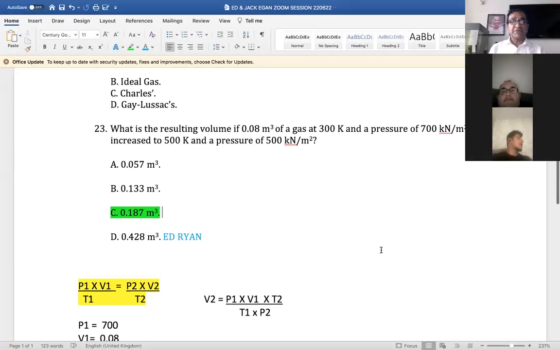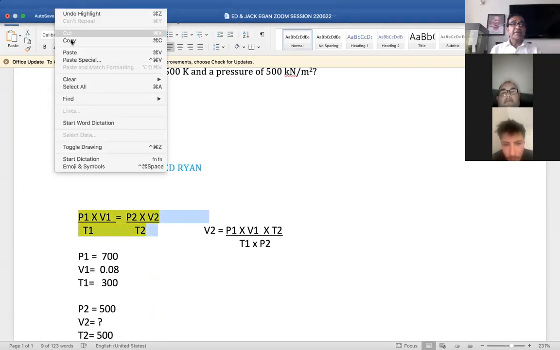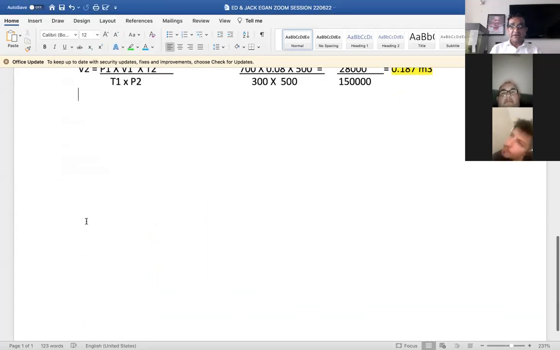So this is the formula that we've got to use. That's our common formula, and here I've transposed for V2. Let me just copy this again. Edit, copy, and I'll put it down here somewhere. So we've got our formula here: P1V1 over T1 equals P2V2 over T2.